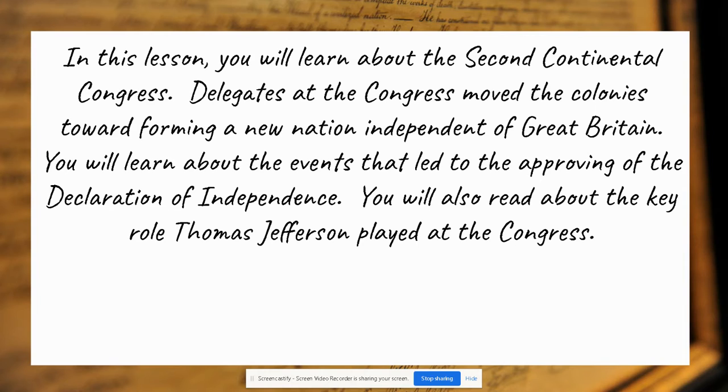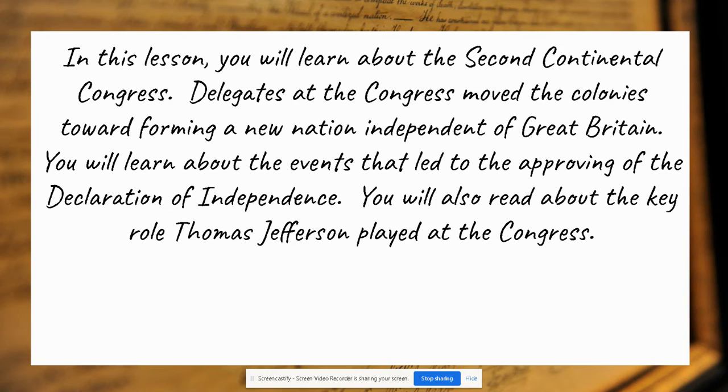For example, when they were convening the Second Continental Congress, trying to make a new government, and trying to decide whether or not to go to war and to declare independence from Britain, they needed people from each colony to be able to give their opinions. So a delegate was just someone representing.